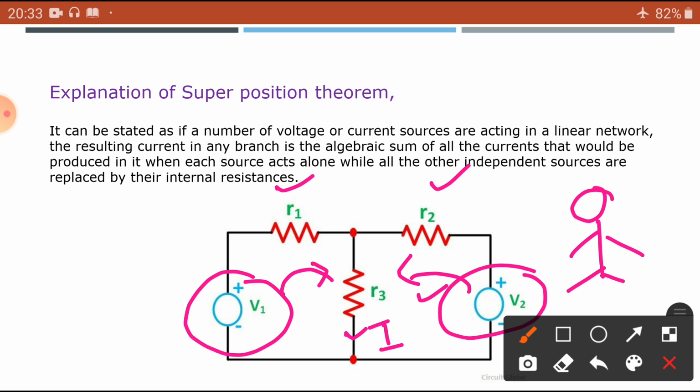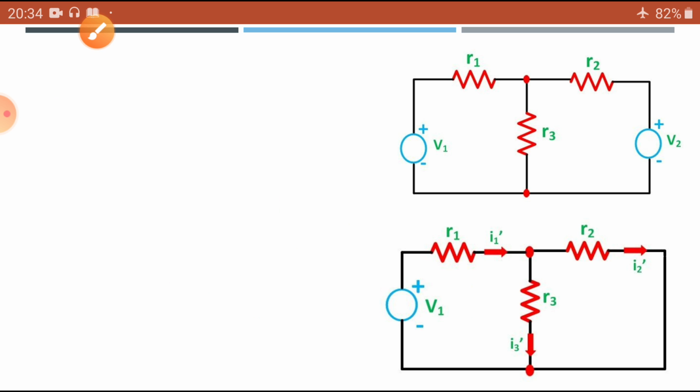As you know, we can also find R1 and R2. But here the intention is I want to know the amount you collected from your father and your brother. So, I want to know that. What to do? Let us do it one by one. Now, as per the law, you have to consider only one source at a time. In that condition, the remaining sources should be open or shorted based on their internal resistance. Okay, that should be remembered. Now, do this one.